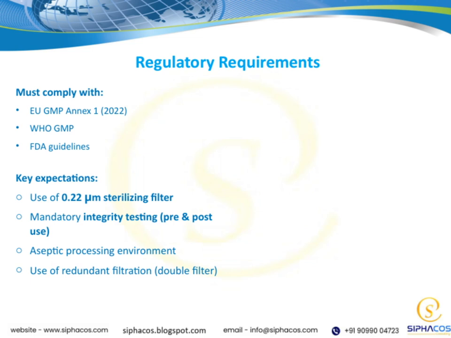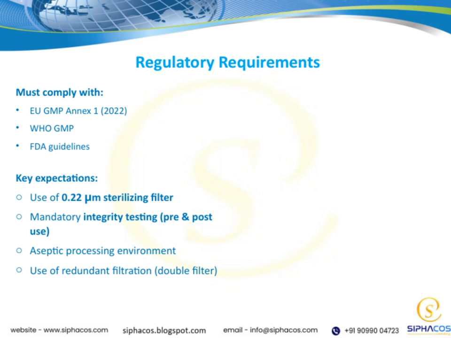Now, what are the key expectations these regulations impose? One critical point is the use of a 0.22 micron sterilizing filter. This filter size is crucial because it effectively removes bacteria and other contaminants, ensuring the sterility of our products. Another important aspect is mandatory integrity testing, which should be performed both before and after use. This helps verify that our filters are functioning properly throughout the process, preventing any risk of contamination.